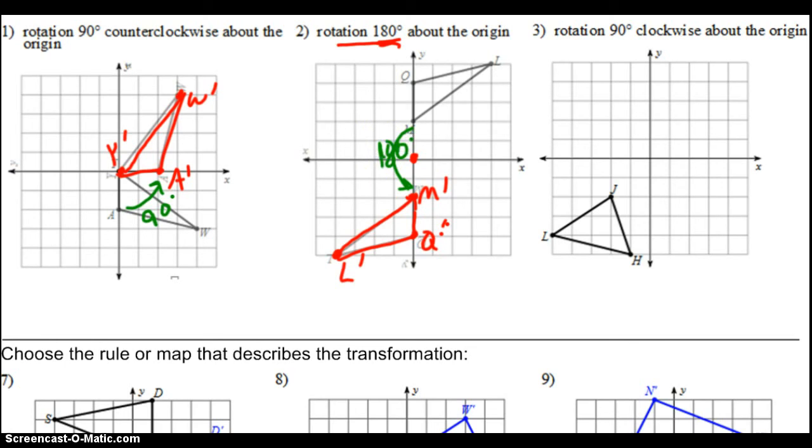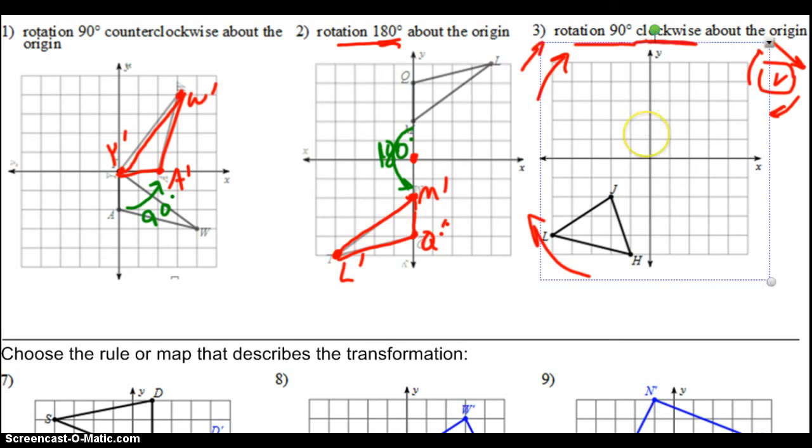Last, let's do number 3. Number 3 asks us for a rotation of 90 degrees clockwise this time. So if you think about a clock, the hands of a clock move in this direction right here, going around like this. Okay? So that means that this is going to have to move clockwise as well, so in this kind of direction. Let's go ahead and rotate the figure.